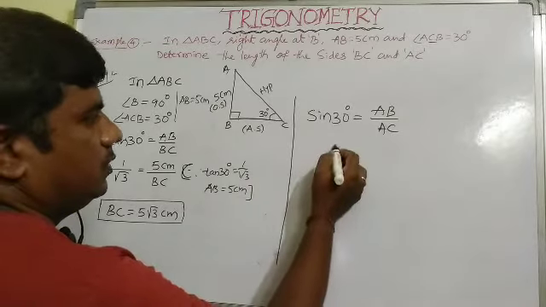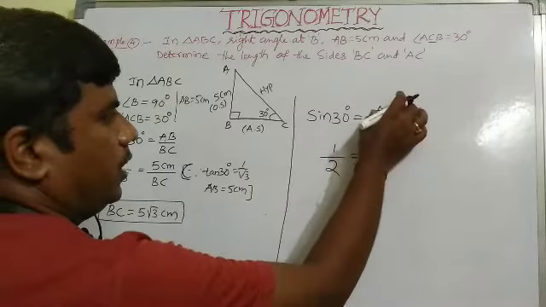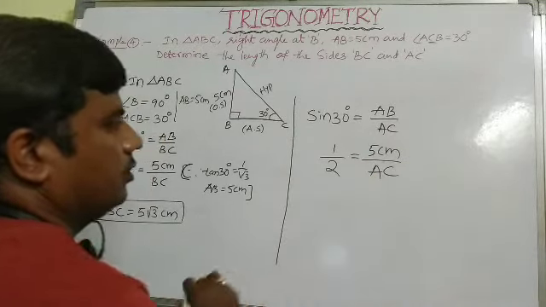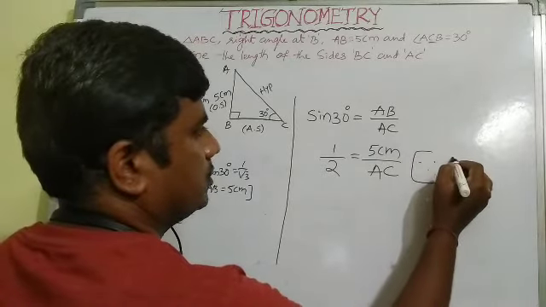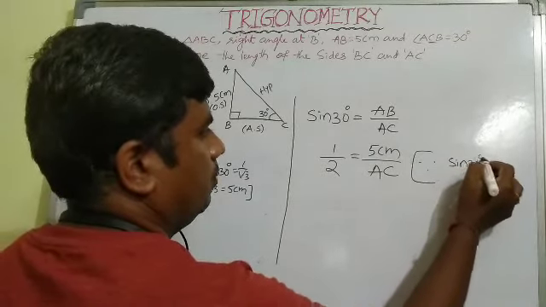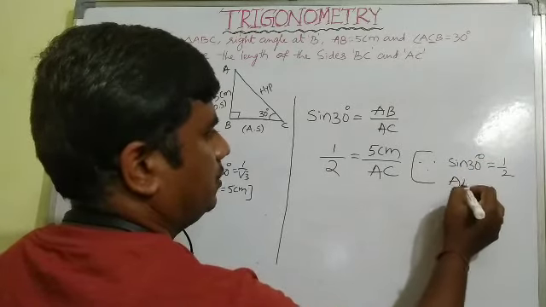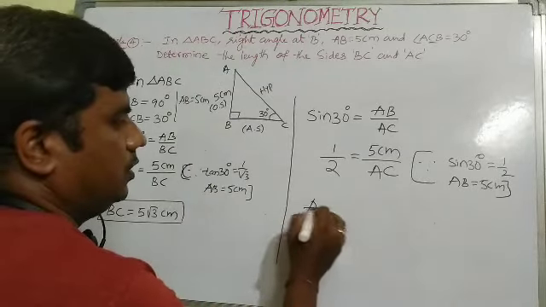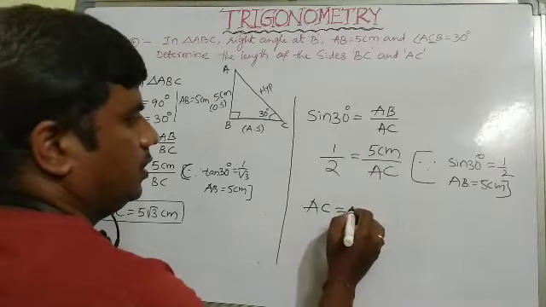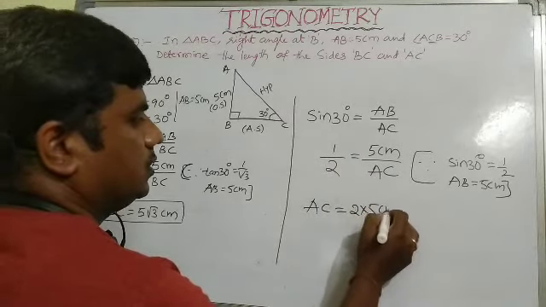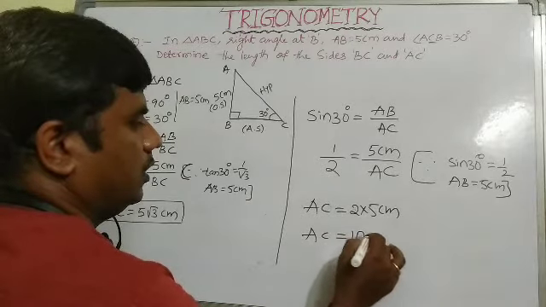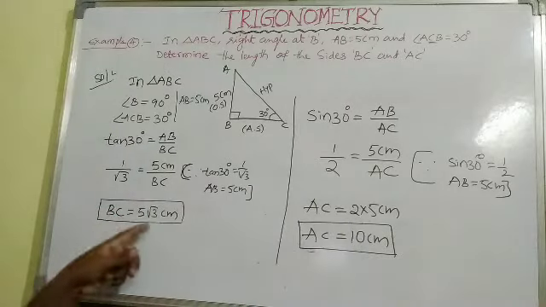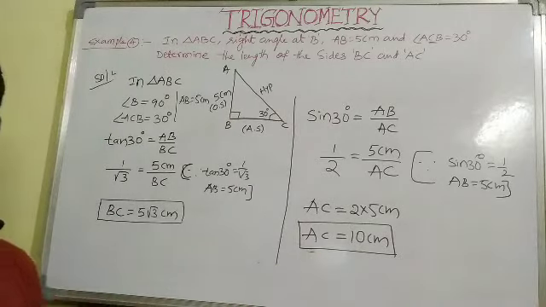We already know sin 30 value is 1 by 2, and AB length is given as 5 centimeters, and we have to find AC length. Now again cross multiply: AC into 1, AC equals 2 into 5 centimeters, that is 10 centimeters. So BC length is 5 root 3 centimeters and AC length is 10 centimeters.